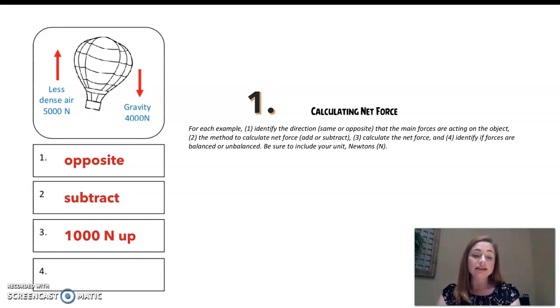Then we need to decide if it's balanced or unbalanced. We have to think back to what we've learned so far. If something is balanced, it means it's not moving. If something is unbalanced, it is moving. Since there is a force there, 1,000 newtons, it's not 0 newtons, we can say it is unbalanced. So you would just type these things into that Word document. Let's keep going.